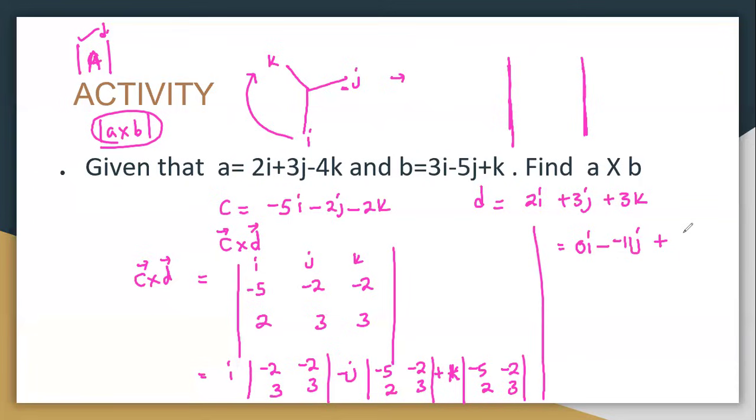So then we get -5 times 3, which is -15, then minus 2 times -2, which is 4. So we get -15 minus -4, giving us -11. So there is plus -11. Okay. So the final answer we get is -11J minus 11K. Okay. So hope members that is okay.